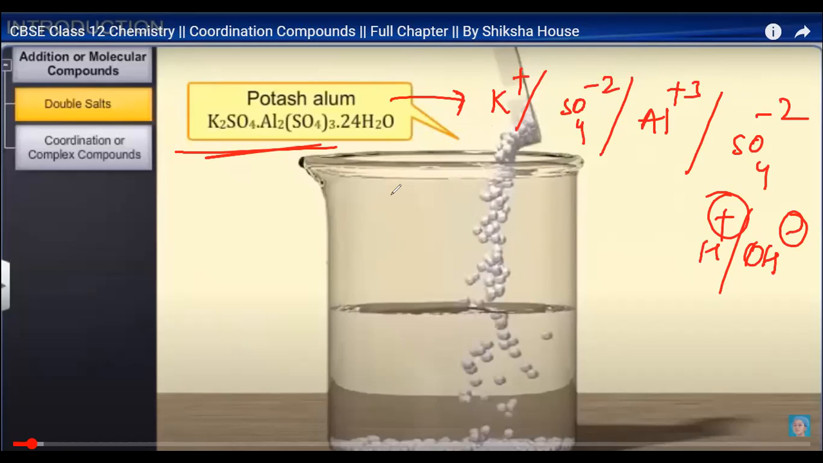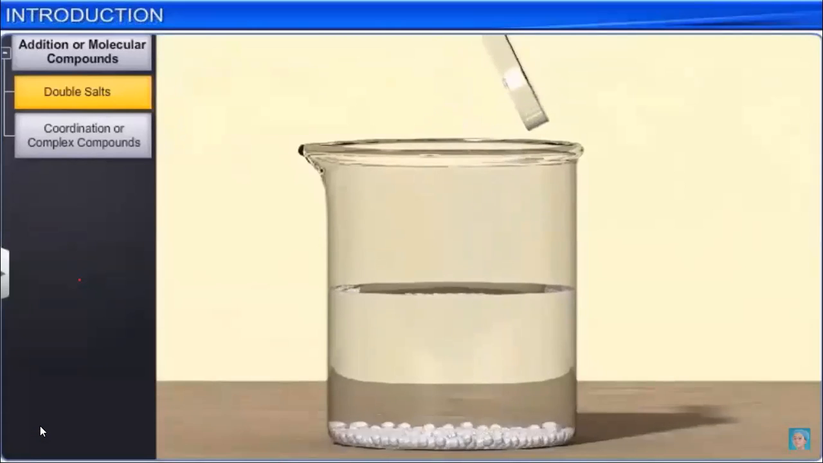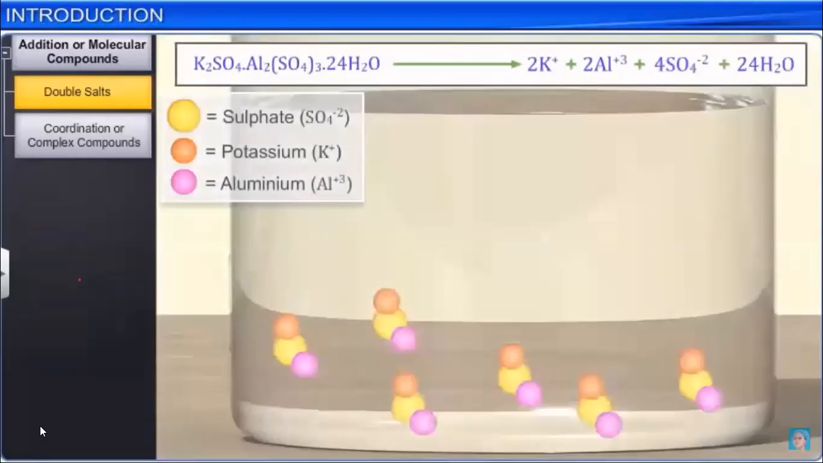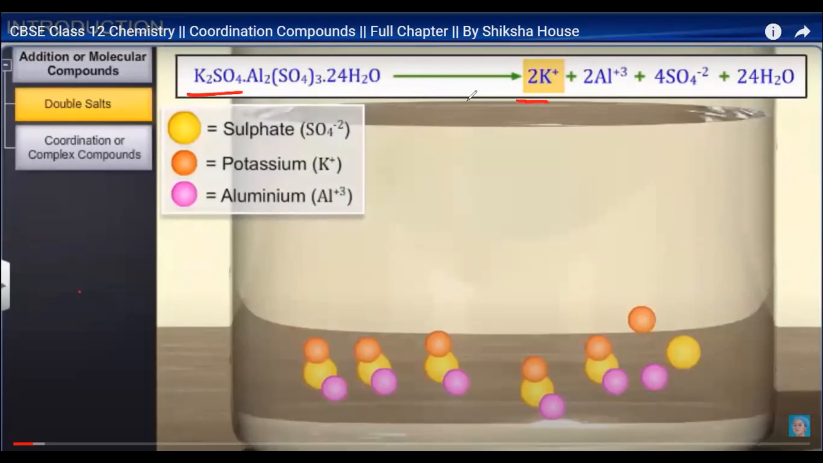In the beaker, after dissolving that particular crystalline potash alum, we will get these ions, aluminum +3 and SO4 -2 ions. Other common examples of double salts are here. K2SO4: first K2, so two K plus cations are there, and aluminum here. Two aluminums are there. Four sulfates are there, see here one and here three.